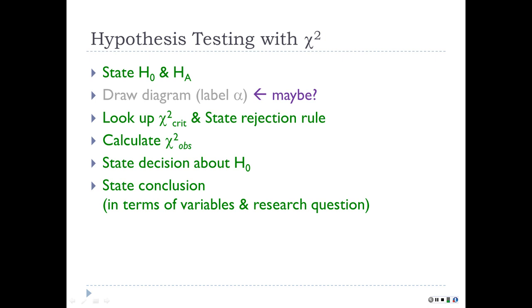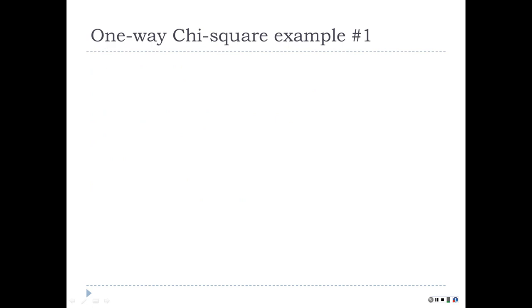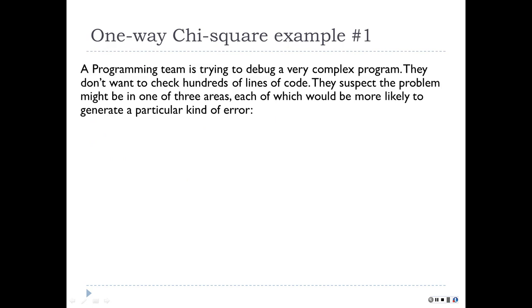You calculate the observed chi-squared value using that formula with the sigma and the O minus E squared, etc. And then based on comparing your observed to critical, you state your decision about the null hypothesis and you state your conclusion, what we've seen before. So here's example number one.